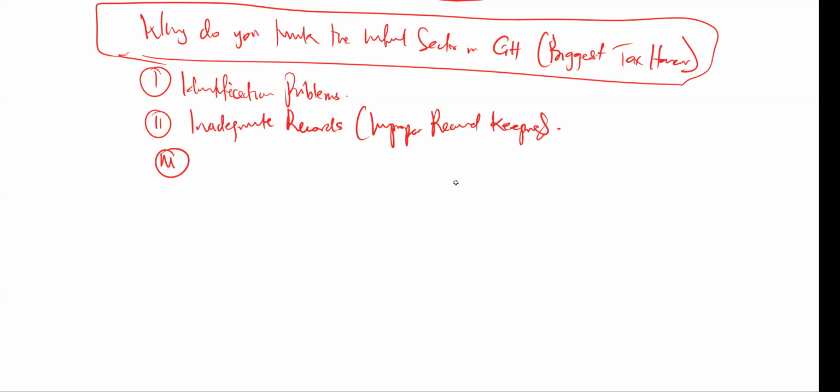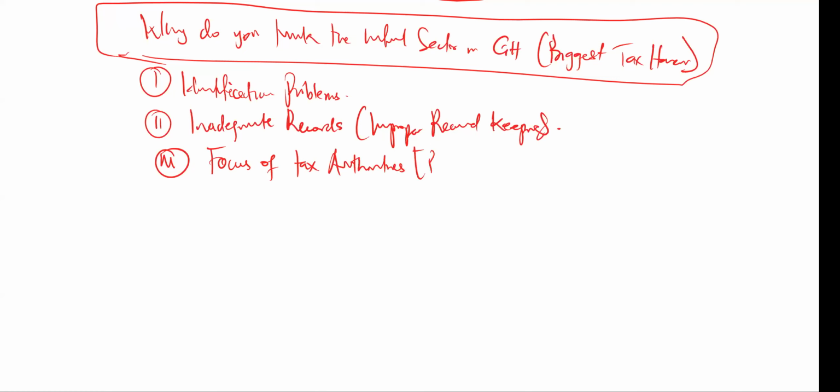What other thing is making the informal sector a good place to shelter taxes or evade and avoid taxes? Yes, I want more points. We've only got two: difficulty in identification of taxpayers, and inadequate records. What about lack of focus of the tax authorities? The focus of the tax authorities is on the big shots, right? The big guys. True or false? Is it a good point?